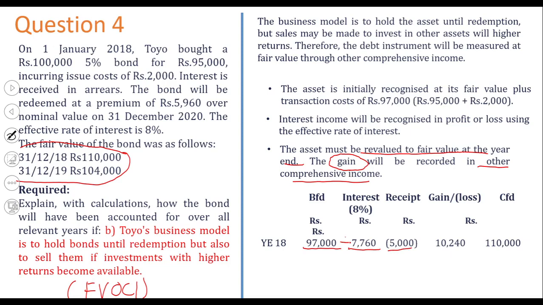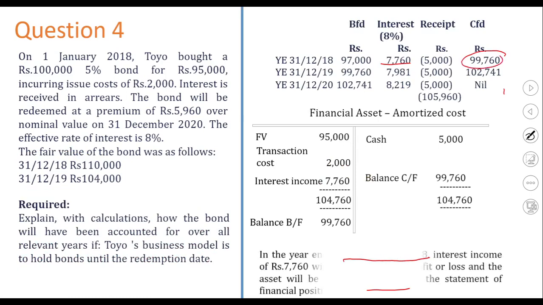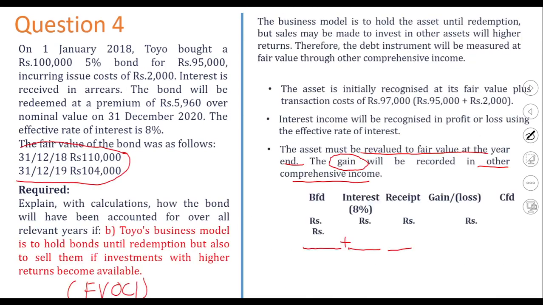97,000 plus 7,760 minus 5,000. The balance should be how much? How much was it earlier? 99,760. Here it should be 99,760. But what sort of asset is this? Fair value through OCI. Is it subsequently measured at the amortized cost? No. At what value? Fair value. They have given how much the fair value is.